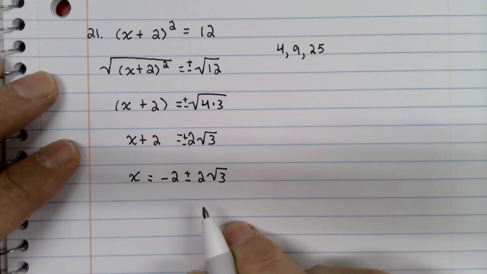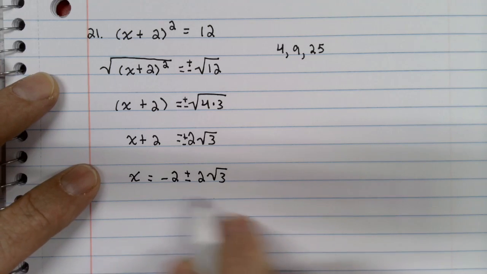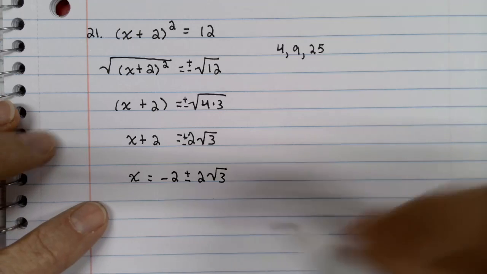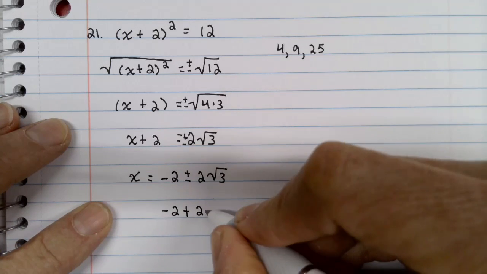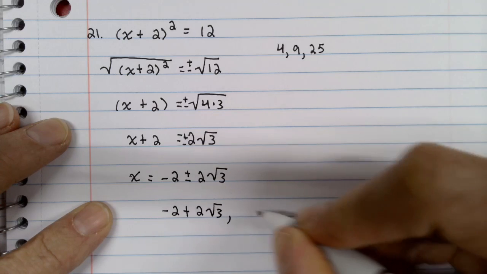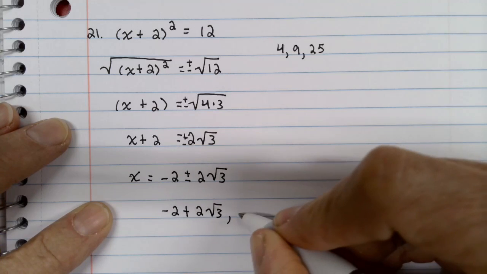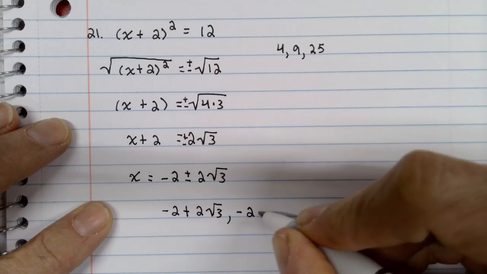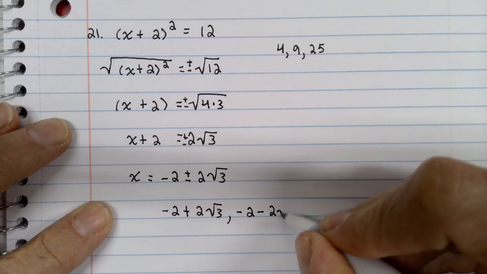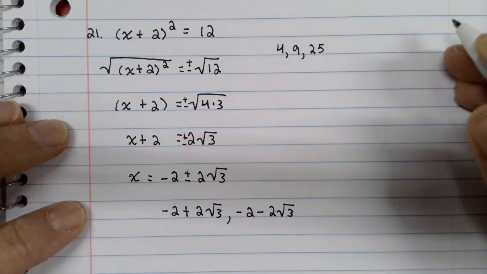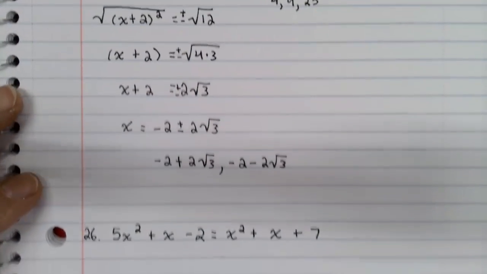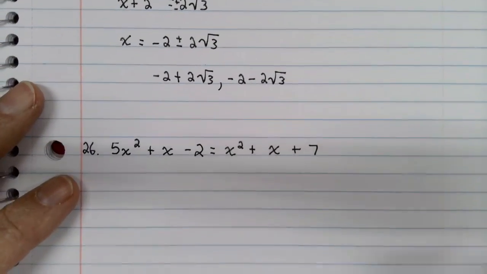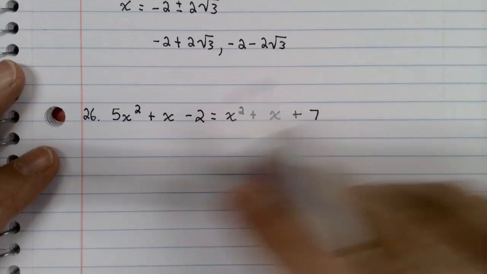And it's helpful to remember sometimes that this is just a shorthand way of writing out two separate answers. It's the same thing as negative 2 plus 2 square root 3, and negative 2 minus 2 square root 3. And don't forget the plus or minus the way that I did. Okay? All right.